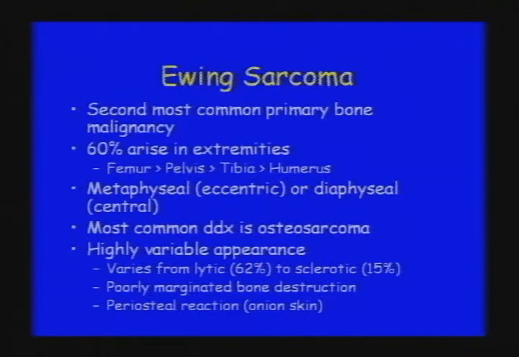The other main differential you would have is lymphoma. It's a highly variable appearance. It can be lytic, it can be sclerotic, it can be anywhere in between. You'll see destroyed bone. It'll look like an aggressive lesion. You may see periosteal reaction. The classic is onion skin periosteal reaction, but frequently it's not onion skin.